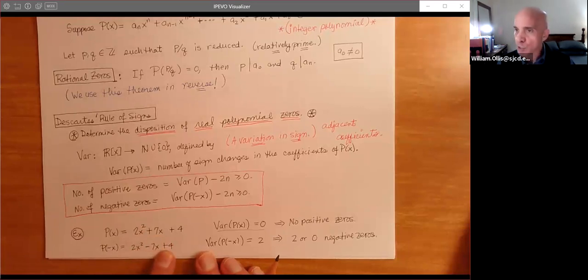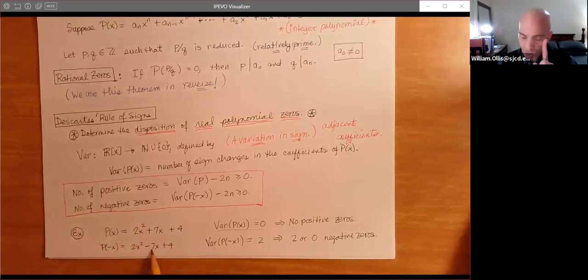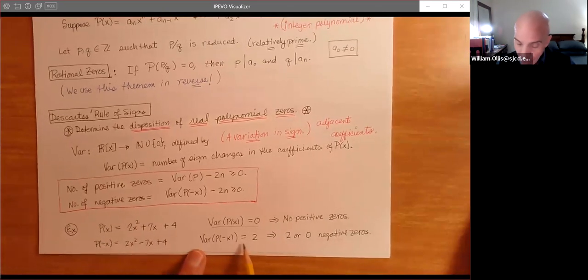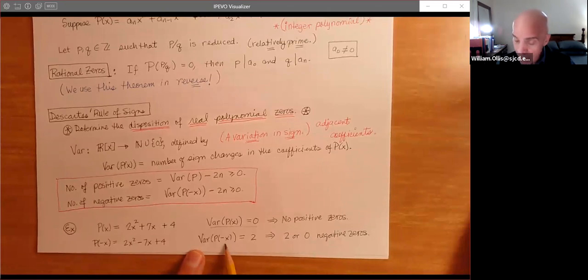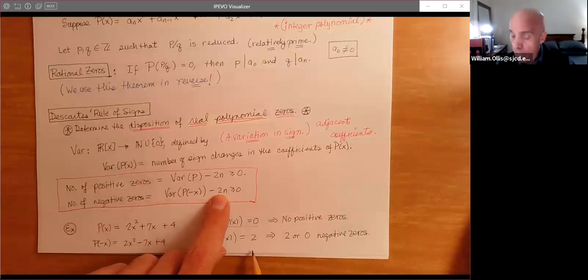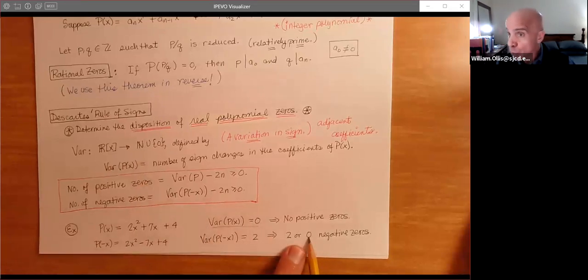And of course, the 4 doesn't change. Now what we can do is we start here, 2 to negative 7. That's one change. And then negative 7 to positive 4. That's the second change. So when we look at variation of sign, we have 2 for P of negative X, but then we can say, or less than by an even whole number. So we can now subtract 2, and 2 minus 2 is 0. So Descartes says they're either 2 negative zeros or none.